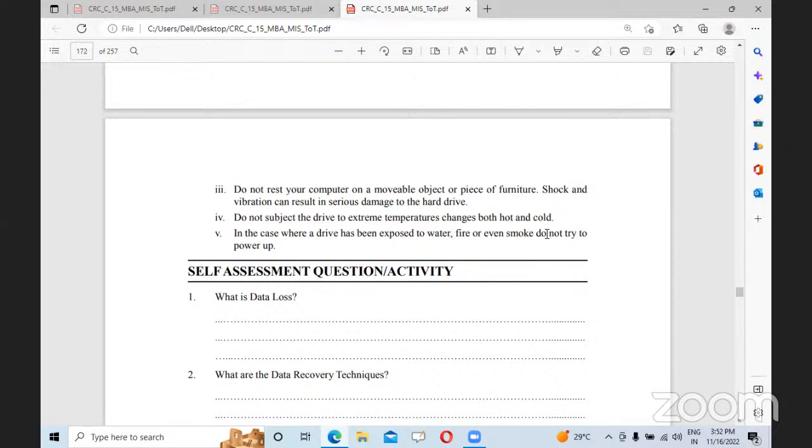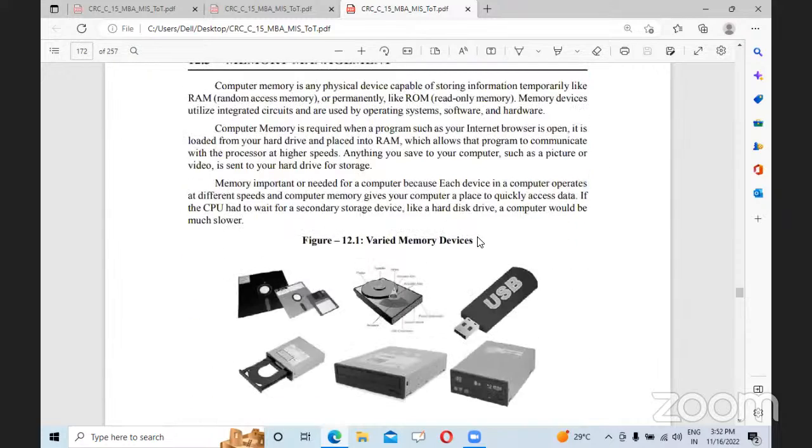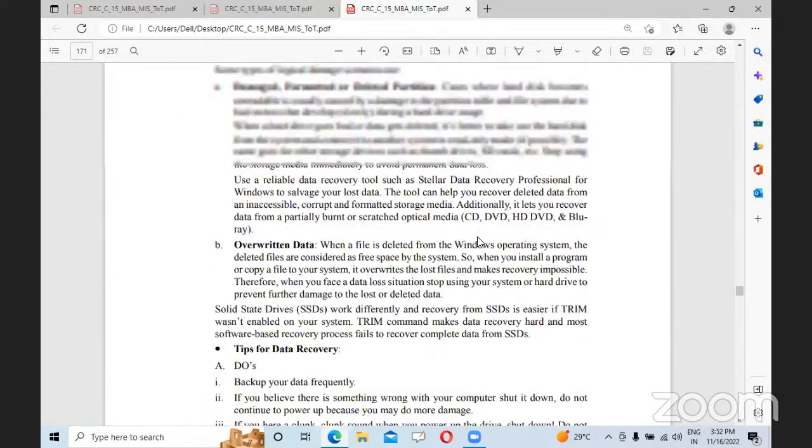Do not rest your computer on a movable object or piece of furniture. Shock and vibration can result in serious damage to the hard drive. Do not subject the drive to extreme temperature changes, both hot and cold. In the case where a drive has been exposed to water, fire, or even smoke, do not try to power up. These are relating to all data recovery.